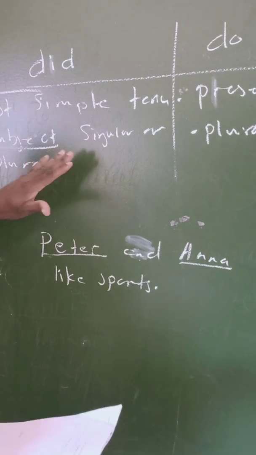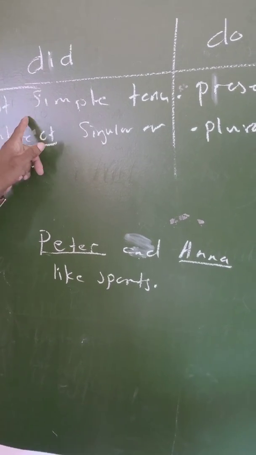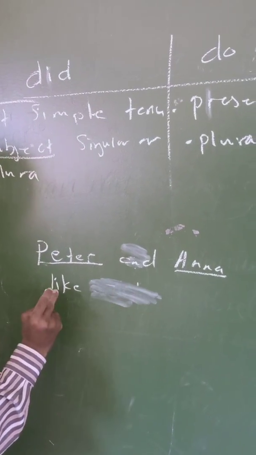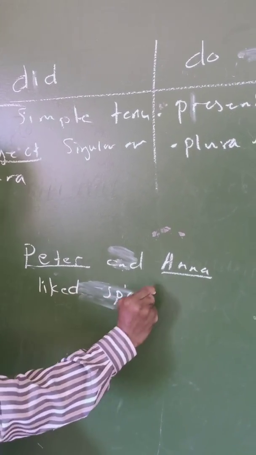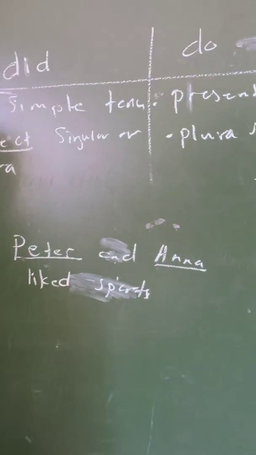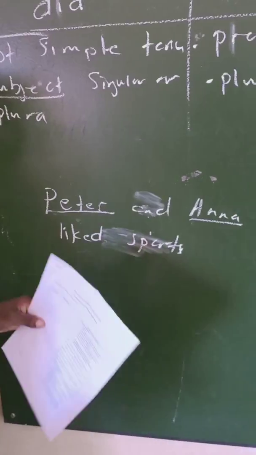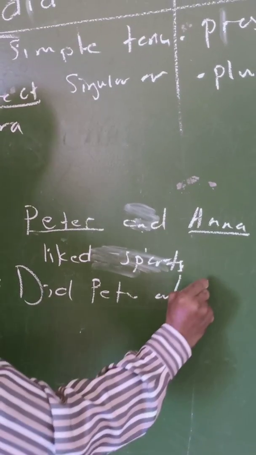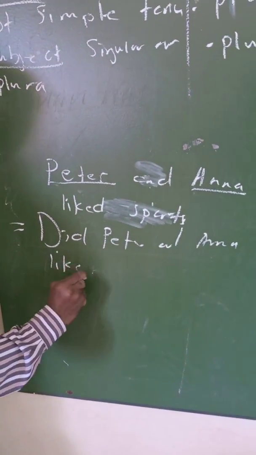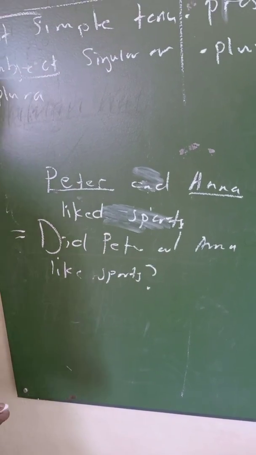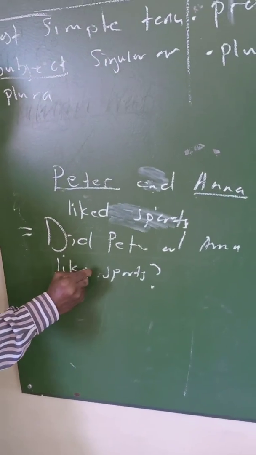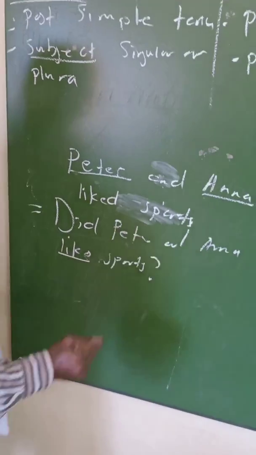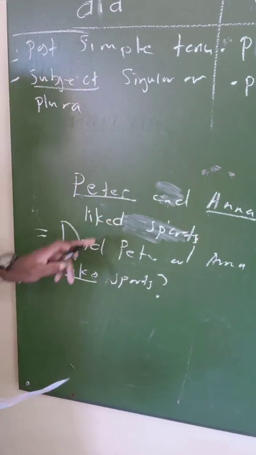You use did to ask a question if the sentence is in past simple tense. This sentence must be in past simple tense. Let's say, Peter and Anna liked sports. If they ask you to change this sentence into a question form, then you start with did. Did Peter and Anna like sports? Question mark. In other words, this verb should be in the present, not liked again. Not did Peter and Anna liked, but did Peter and Anna like sports? So liked becomes like.